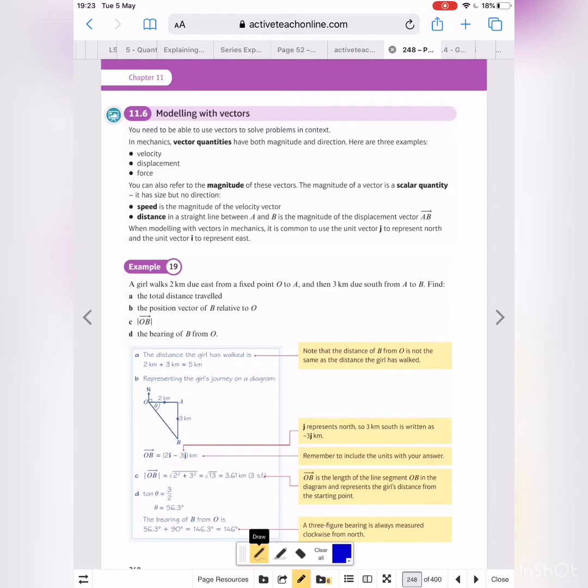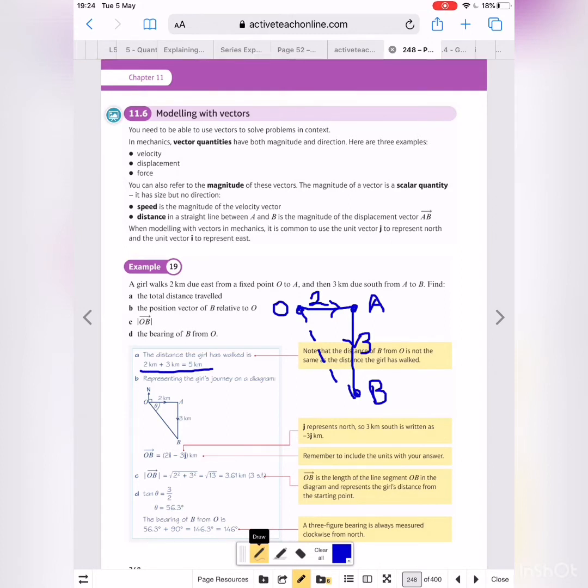A girl walks 2 kilometres due east from a fixed point O to A. So let's draw that on. She walks to there, that's from O, that's at A, and due south to B. So we know that that's 2 kilometres, that's 3 kilometres. 2 along there, 3 down there. So she's walked that vector, but remember she's actually gone from O to A, then A to B. So the total distance travelled, all you do, as it says there, is you just add them together.